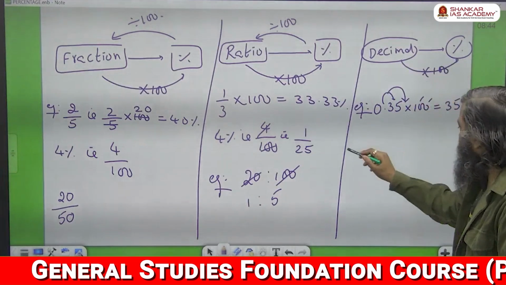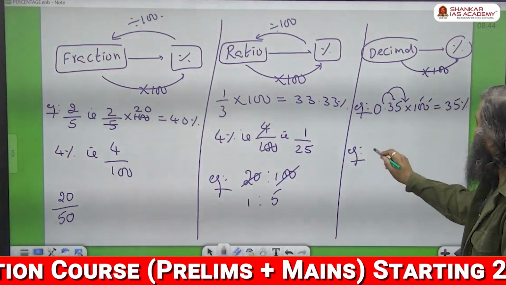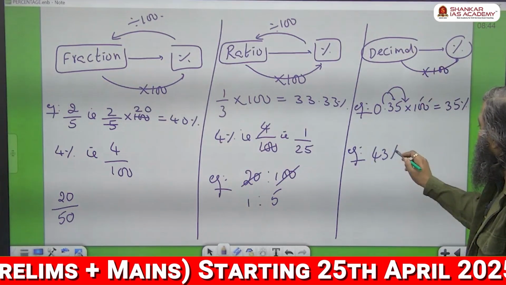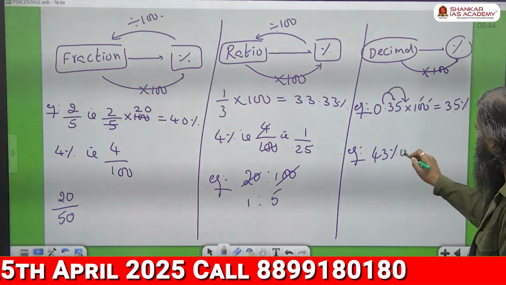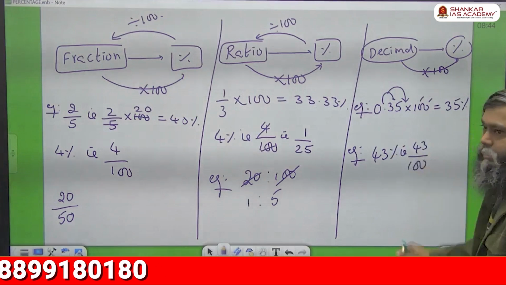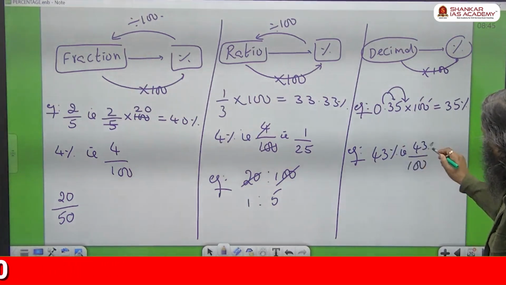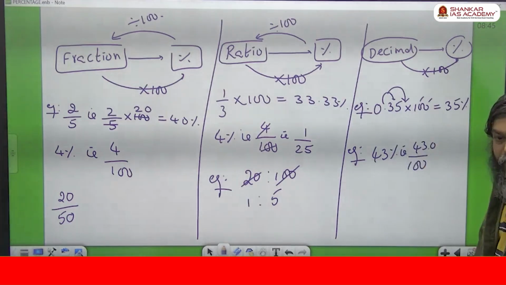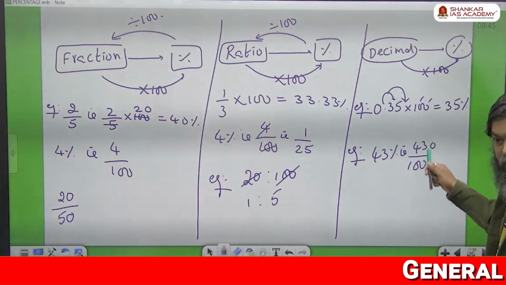For example, the question says 43%. Then how can I convert this into a decimal? First, convert this into a fraction. How? Divide by 100. If you divide, this is 43.0. If you divide by 100, or any number like 10, 100, 1000, then the decimal moves to the left.